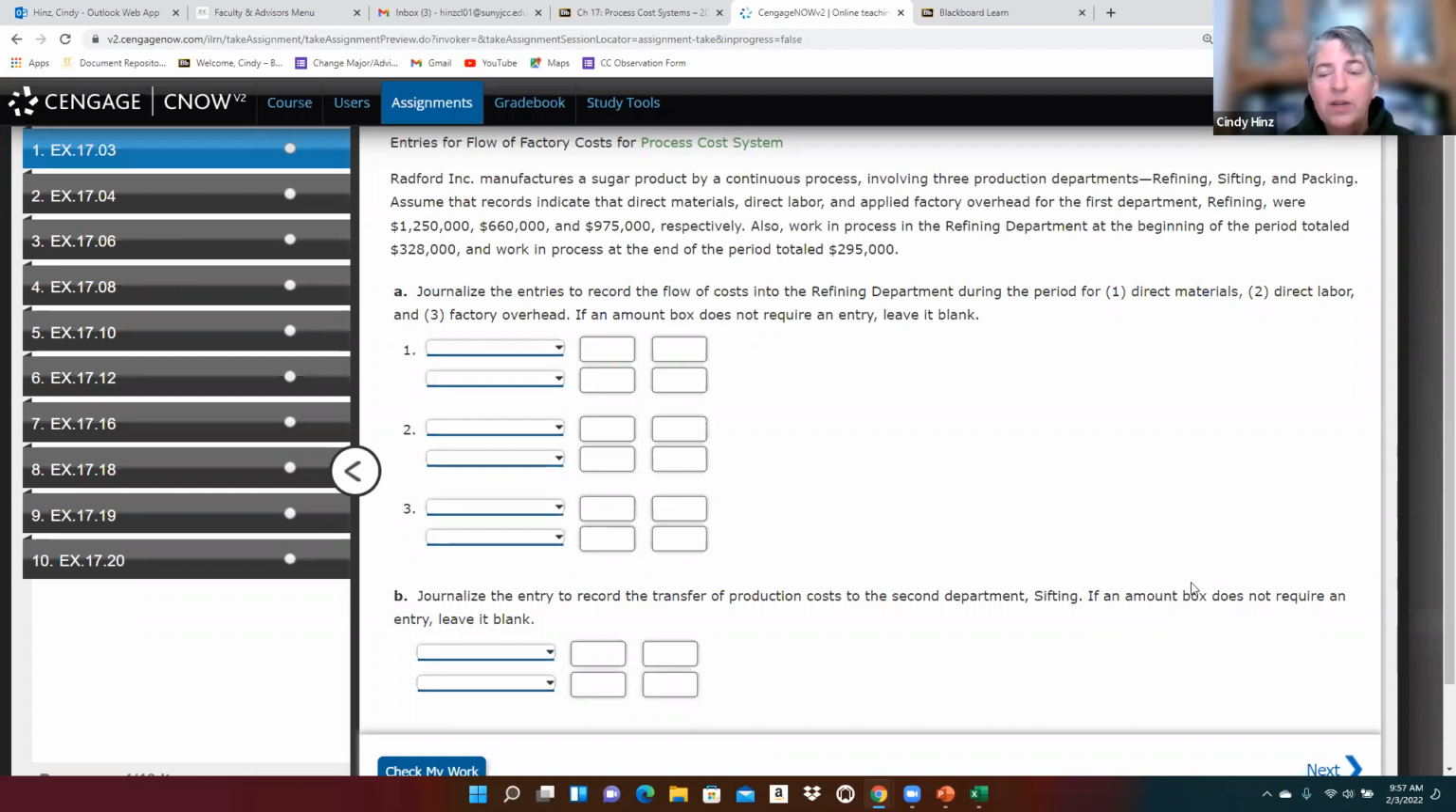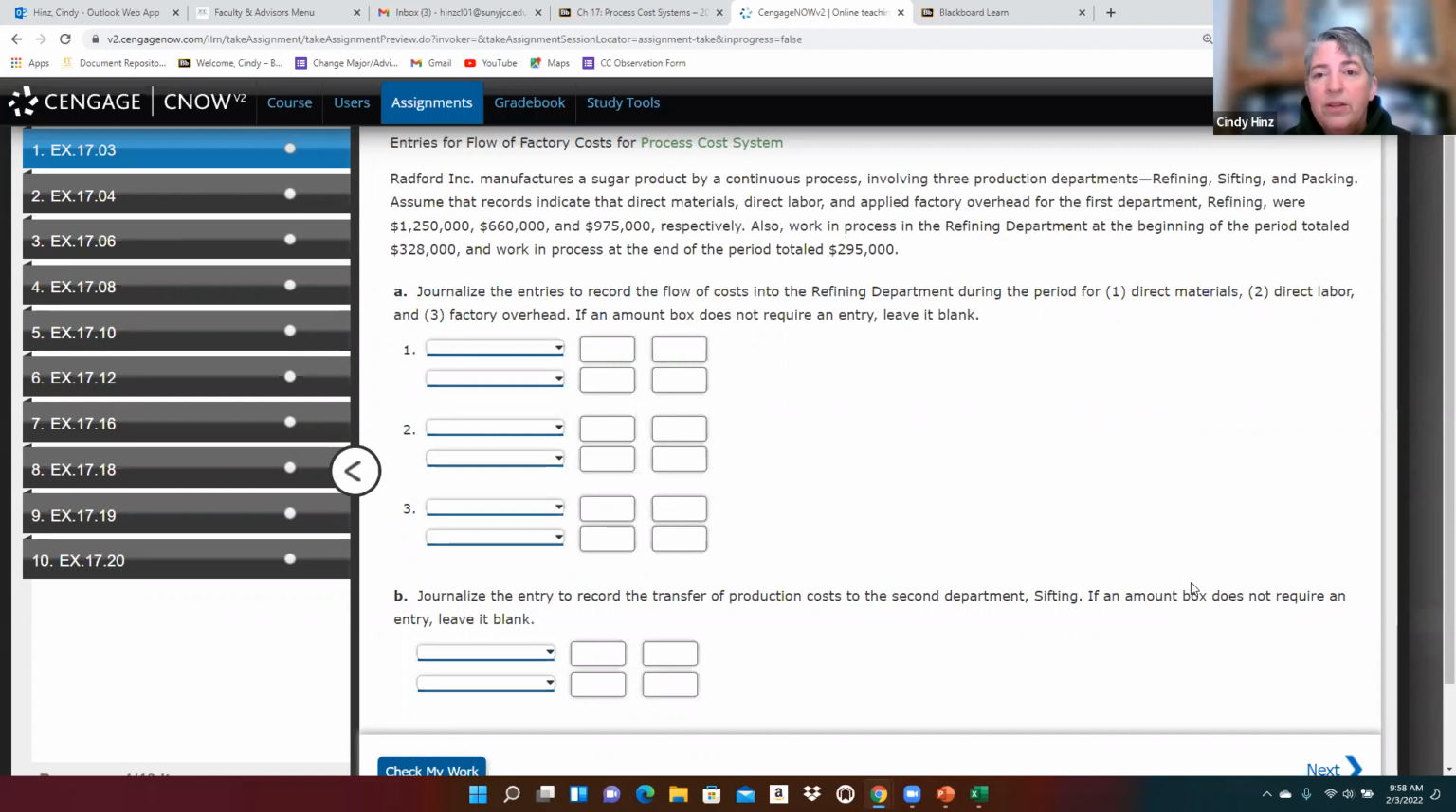Entries for flow of factory costs for process cost system. Bradford Incorporated manufactures a sugar product by a continuous process involving 3 production departments: refining, sifting, and packing. So they've broken down the whole production process into these 3 steps that make sense for them. And for this company, they would have 3 separate work in process accounts: refining, sifting, and packing.